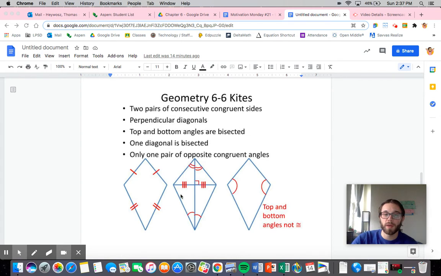So what else do we know? We know that one diagonal will be bisected, this one. The short one will be bisected. We know that the opposite sides over here are going to have congruent angles. The diagonals will also bisect these angles.